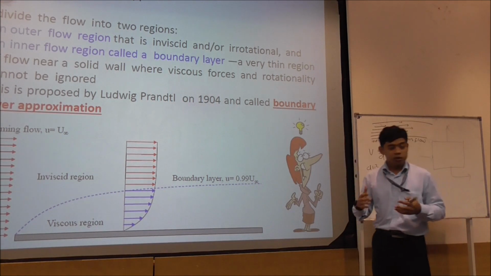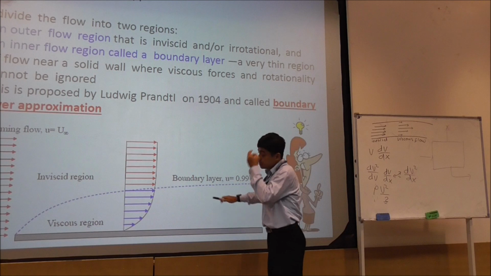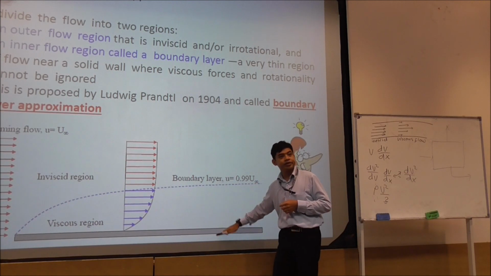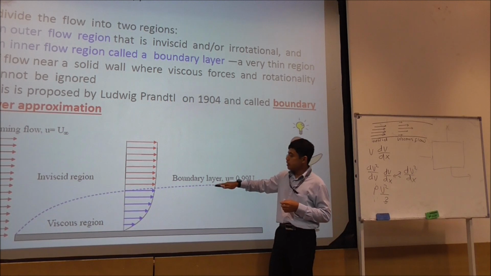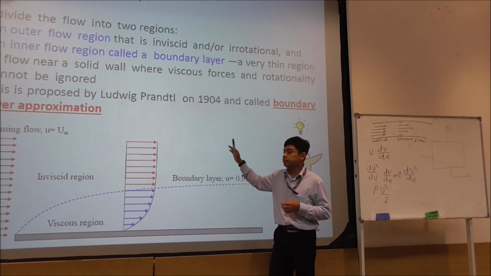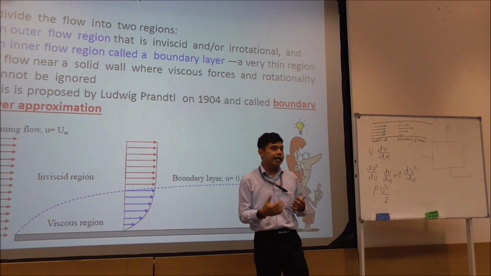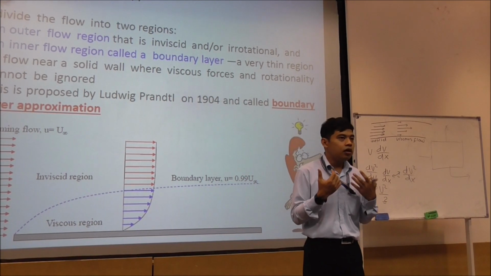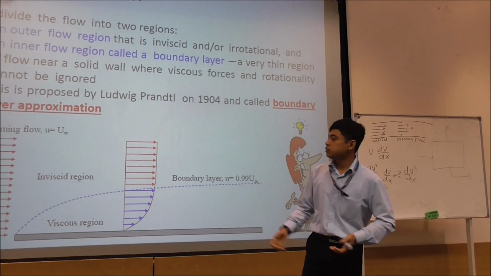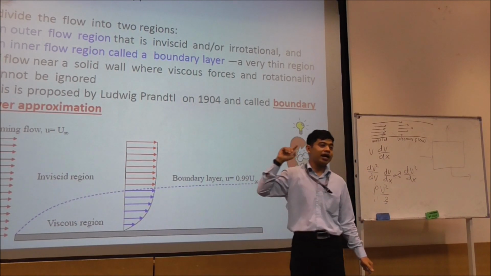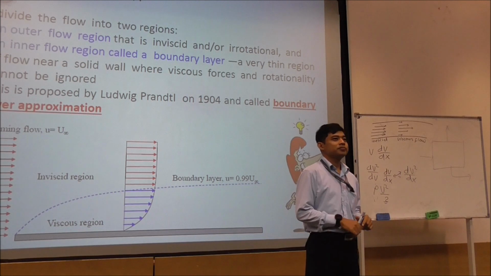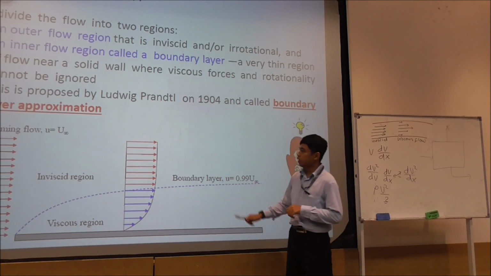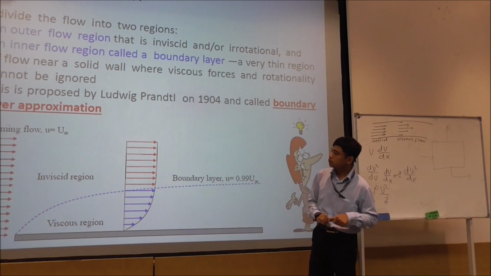He postulated that the viscous region will only occur in the region near the wall, whereas outside those walls, you can treat the flow as an inviscid flow. This solved a lot of problems. You can have your airplane. Okay, this airplane, the flow using this boundary layer approximation.